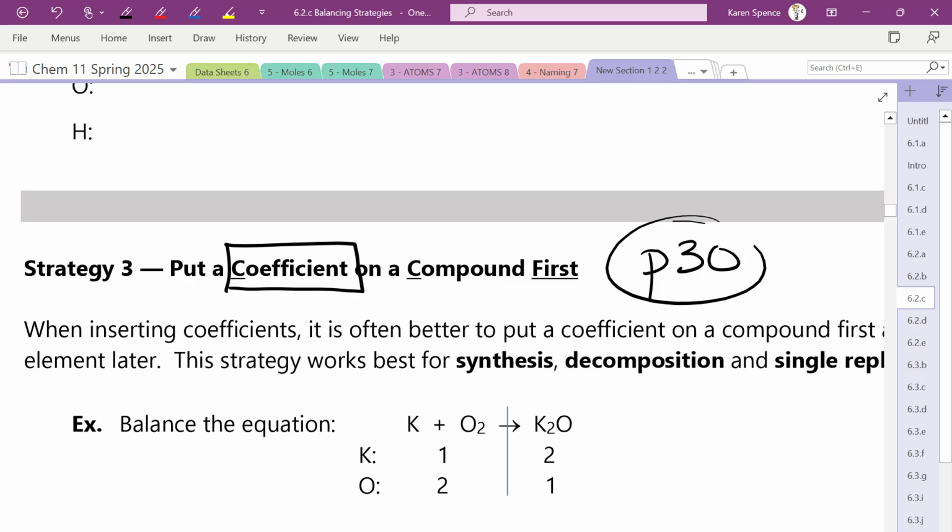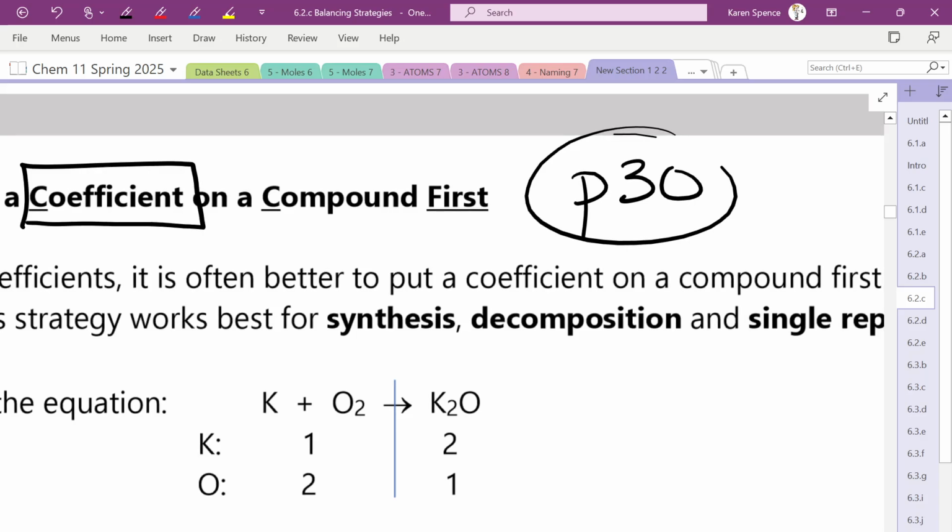Always put a coefficient on a compound first. What that means is, and we actually already talked about this, don't put your coefficients here or here until you've put a coefficient here. So you put your coefficient here first, and then these ones will go after.